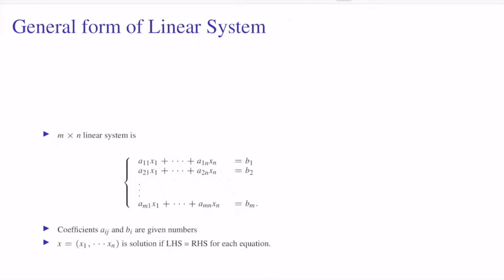So given a linear system, M by N linear system, your task is to find all unknowns, the value of unknowns. So you need to find n many numbers. All the other numbers like a sub 1, 1 all the way to b1, a sub m1 all the way to bm are called coefficients, which means given numbers.